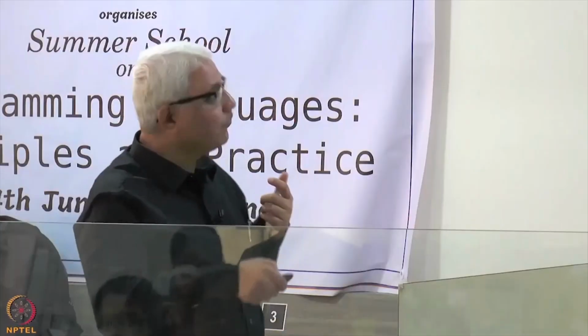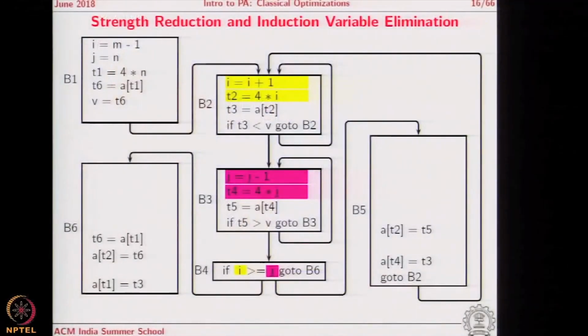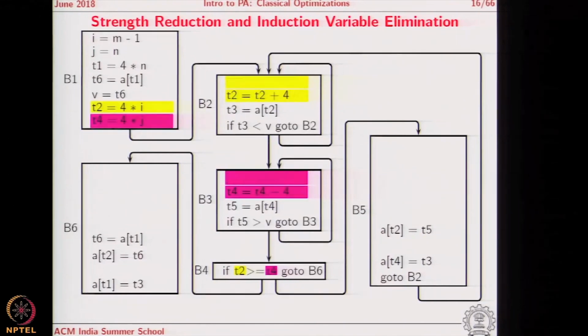But if we have to replace this with T2 is equal to T2 plus 4, we have to put an initial value in T2, we have to initialize T2 with something, and that initialization has to happen outside of the loop. So, we can do this initialization outside of the loop and replace this computation, and now the variable I from the loop has been eliminated. It is called induction variable elimination. So, this is strength reduction and induction variable elimination.